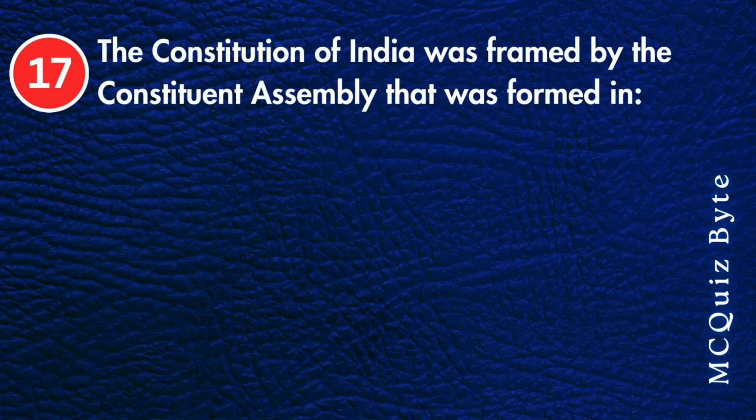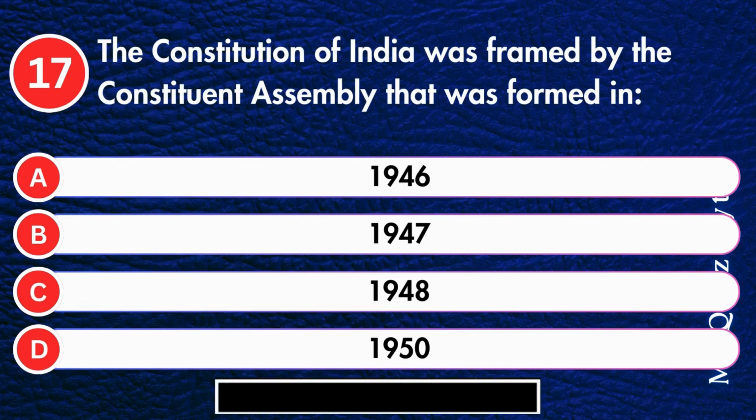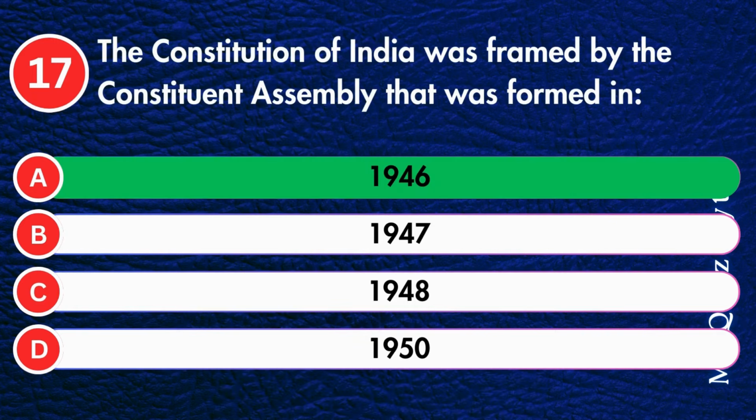The Constitution of India was framed by the Constituent Assembly that was formed in 1946, 1947, 1948, or 1950. Correct answer is 1946.